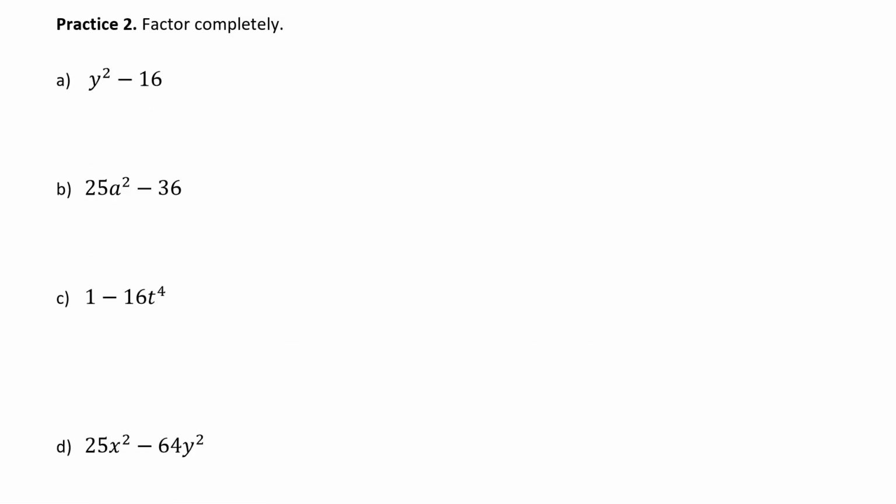Let's take up B, 25a squared minus 36. Square root of 25 is 5. Square root of a squared is a. Square root of 36 is 6. This will then be equal to 5a plus 6 times 5a minus 6.